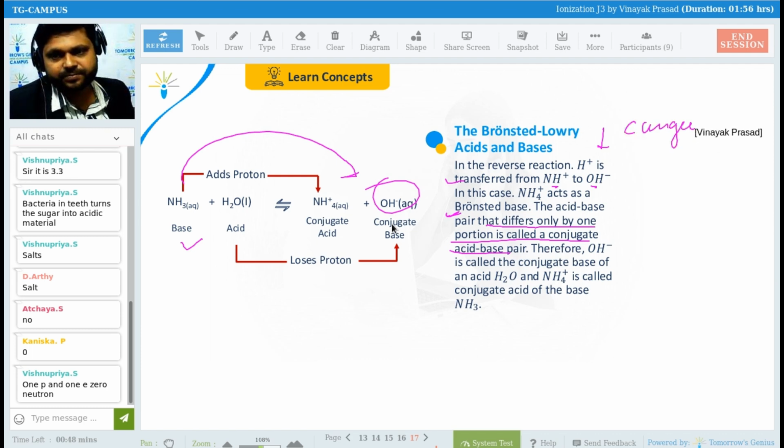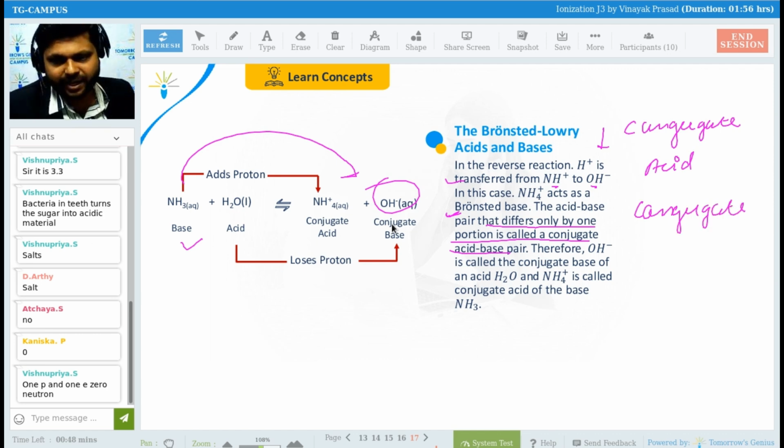Conjugate acid and conjugate base. So if the pair has only a difference of one H plus ion, it will be called a conjugate pair. See here, NH3 has 3 hydrogens, and NH4 plus has 4 hydrogens, right? So this will be called the acid, and this will be called the base.